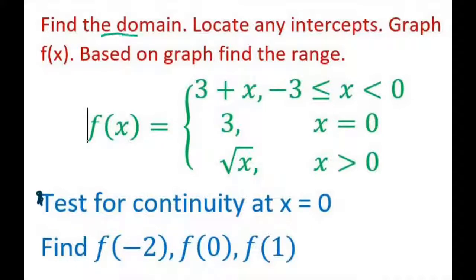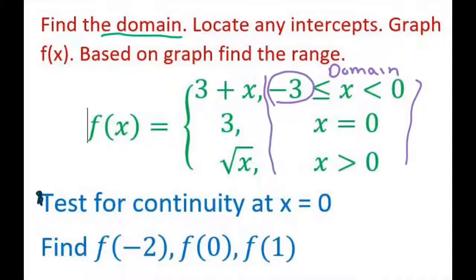You can find the domain right away because this is your domain area here after the comma. So this is your domain. If you look at that, we're starting at -3, and then we're reading the graph from left to right, going to infinity, because this is x greater than 0, so that goes to infinity. All right, so let's go ahead and test for continuity.